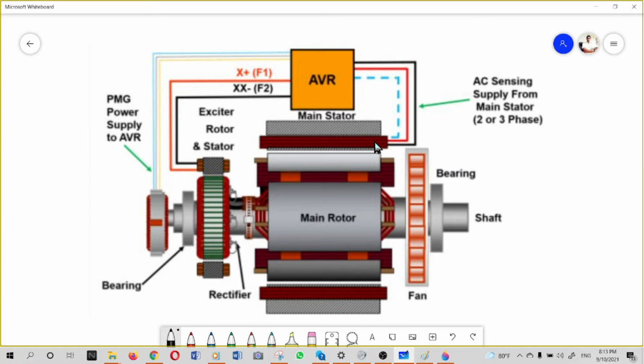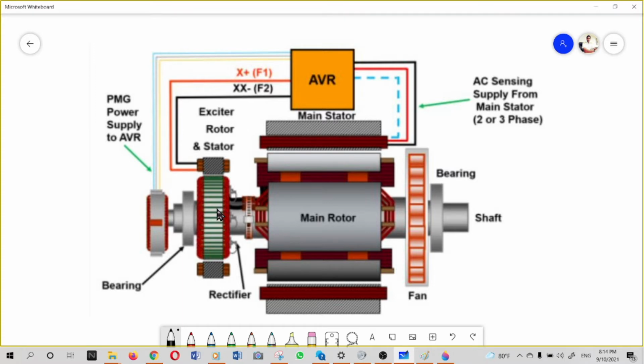An alternator consists of two main parts. As we can see, it is a main rotor and main stator, and the exciter stator and the exciter rotor. The main rotor and the exciter rotor are on the same shaft, which has the same speed as your prime mover does. And this main rotor is enclosed by a main stator copper winding. In the same way, the exciter stator also surrounds the exciter rotor.